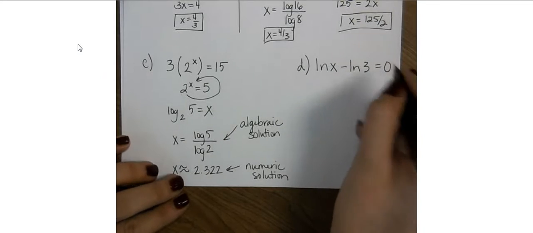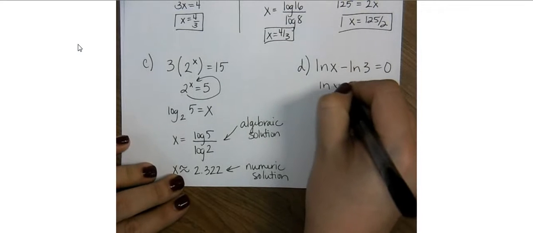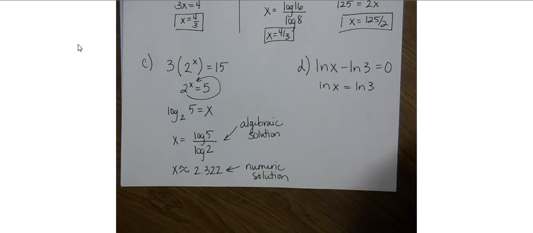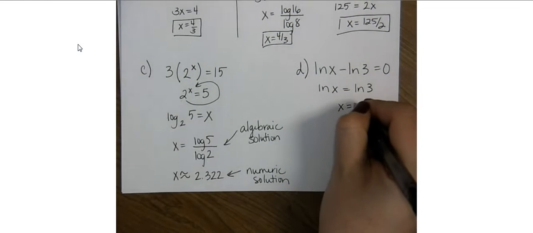I'm going to add over the natural log of 3. So I have the natural log of x equals the natural log of 3. And then I can apply that one-to-one property, giving me x equals 3.